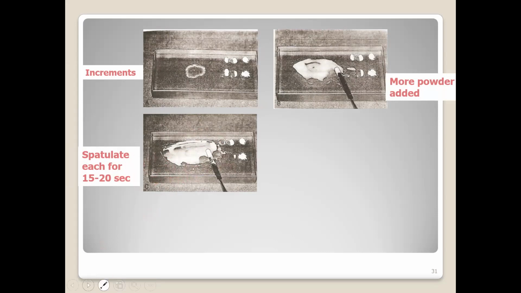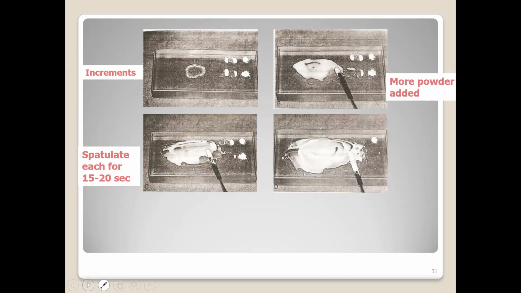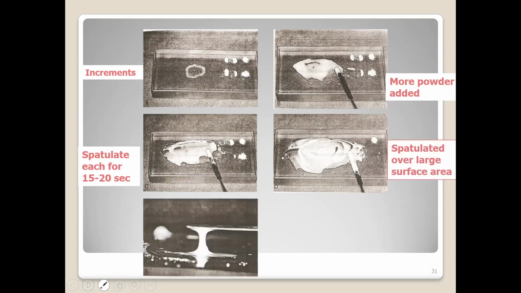This is because we want to dissipate the heat which is being generated or liberated. The more the surface area involved, the better will be the dissipation of heat. If there is buildup of the heat, the setting reaction will be accelerated and you will not be getting sufficient working time.